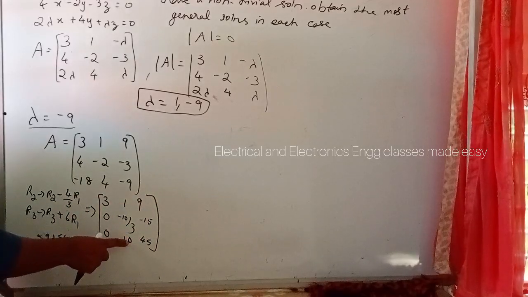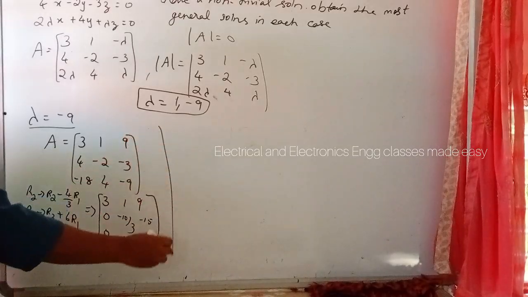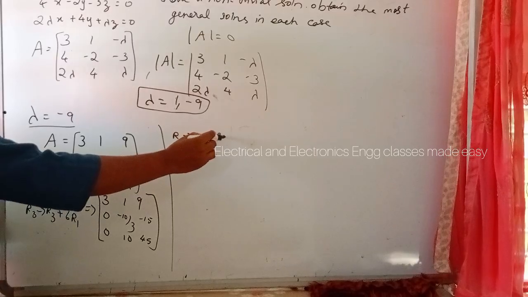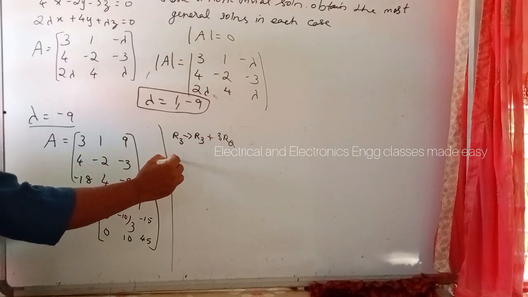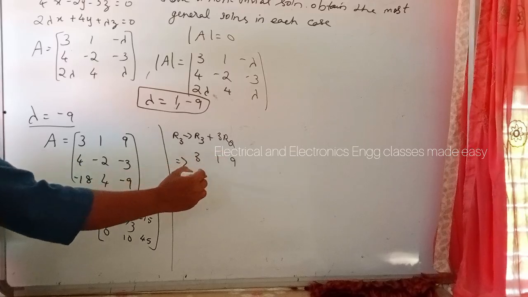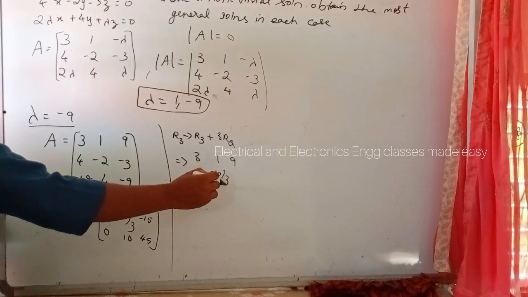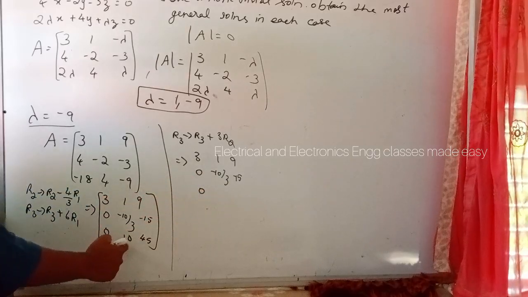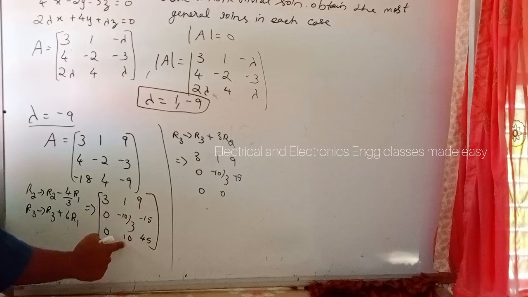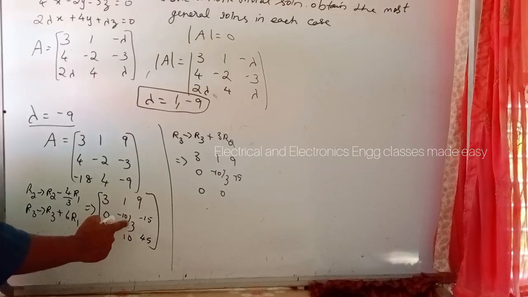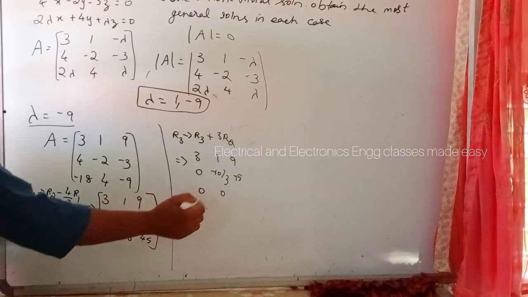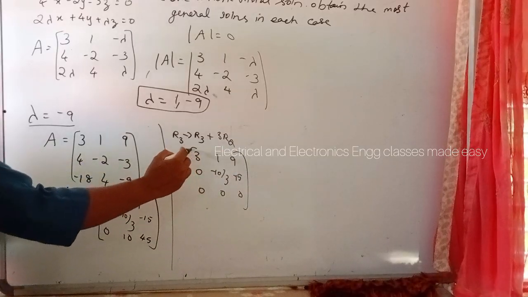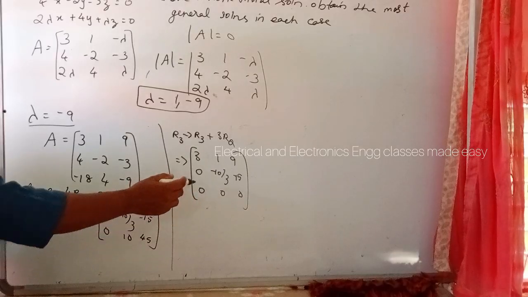Now here we can make this element 0, that is R3 implies R3 plus 3 times R2. So here we will get 3, 1, 9, 0, minus 10 by 3, minus 15, then 0. So this one will be 0 here, that is 10 minus 10. So 0, then 45 minus 45. So this one also 0 here. So this is the reduced matrix.